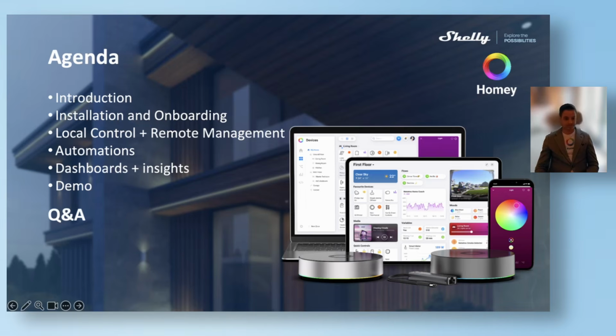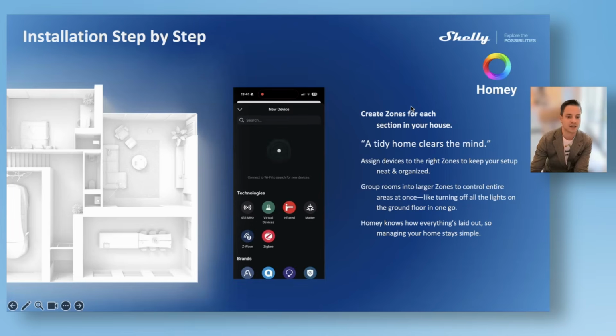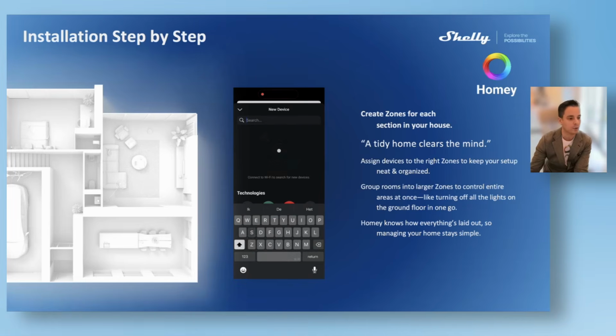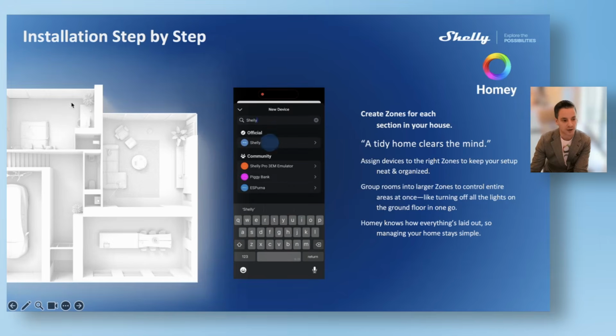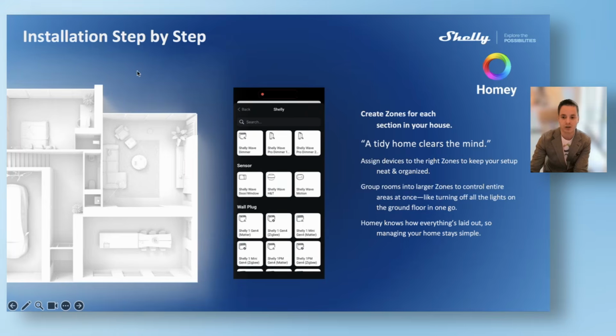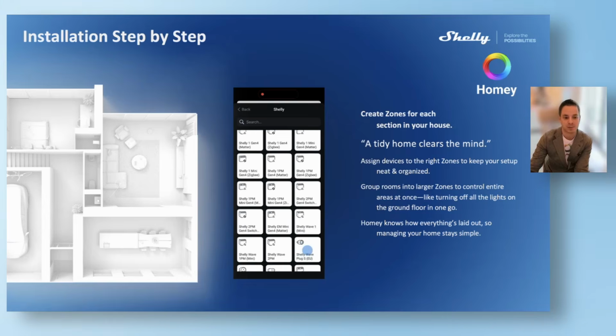Installation and onboarding. So once you first start with your Homey app, and you can start for free, by the way, you can just download the app. What you will do is you will create your home. So you will start by building your house. How many floors do you have? How many rooms do you have? Or do you have any special zones maybe within that room? As said, if you first install a Homey, you will be asked to build your house. So you set up the different floors, then the different rooms and maybe subspaces.